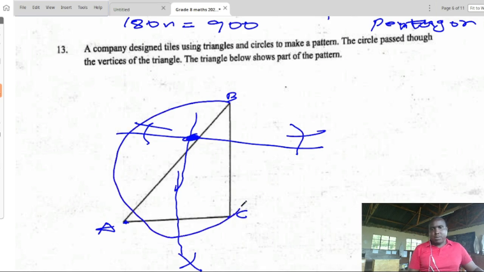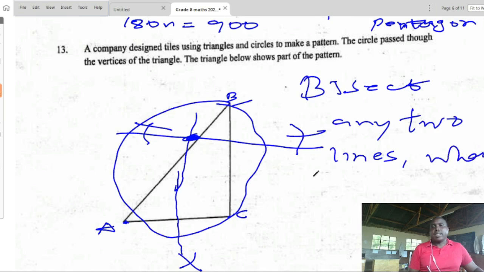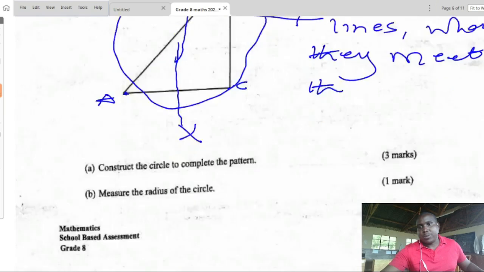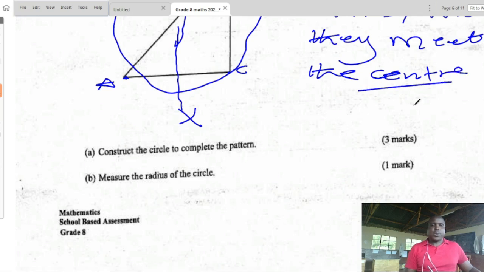Now where these two lines meet here, you put your pair of compass here, you draw the line. When you are drawing a line on the vertices, you bisect the two lines. Where the two lines meet, that is our center. That is the center of drawing the circle.